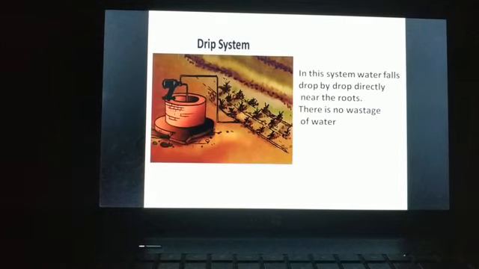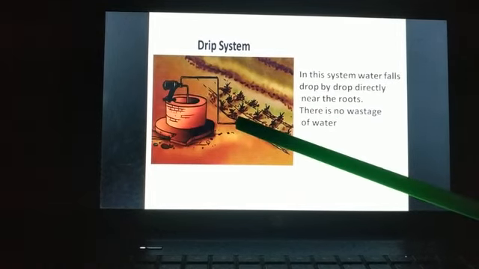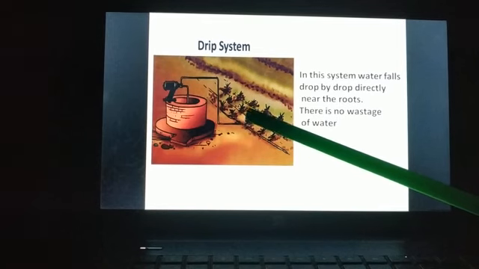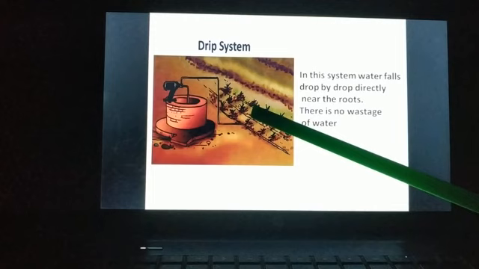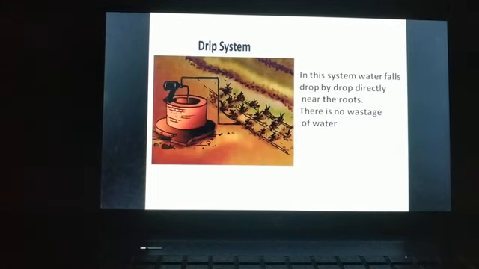Due to the drop by drop irrigation method, there is no wastage of water in the system, because this will provide water only where the root is. Where the root grows, only near that is water provided. So there is no wastage of water in this system.